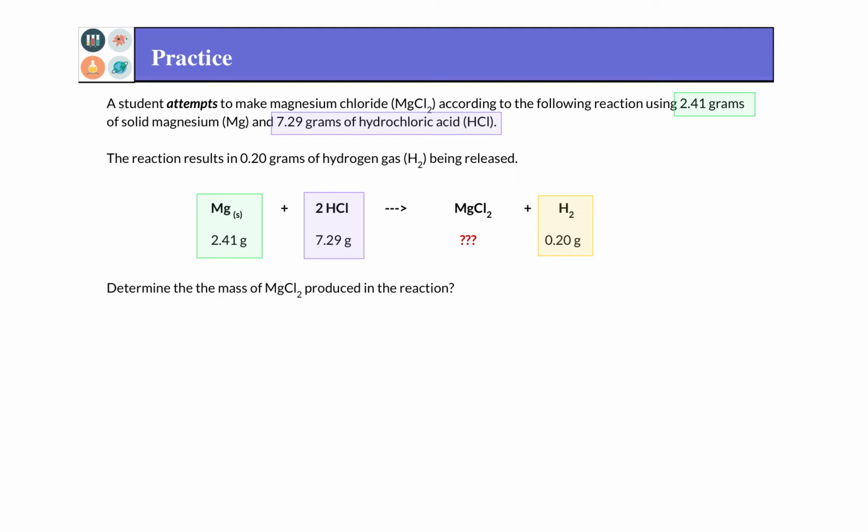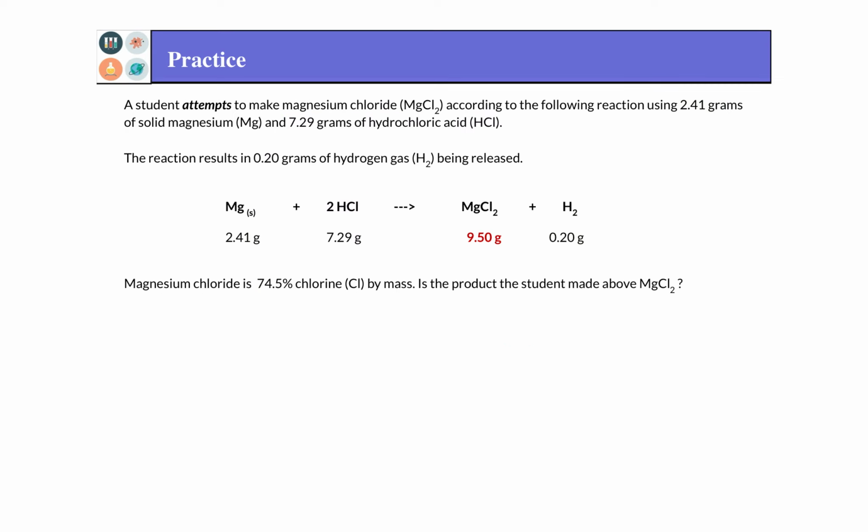Well, we know that mass is conserved in a chemical reaction, so the sum of the products should equal the sum of the reactants. Since we started with 9.70 grams of reactants, we need to end with 9.70 grams of products. So that means our magnesium chloride must have been 9.50 grams. Magnesium chloride is 74.5% chlorine by mass. So is this product the student made magnesium chloride?